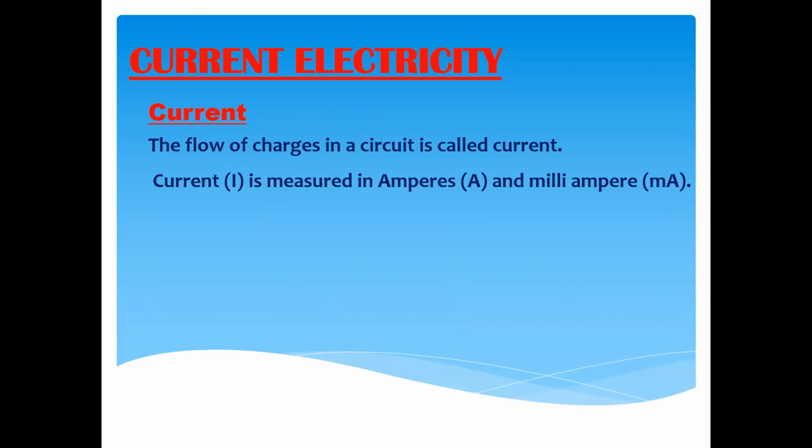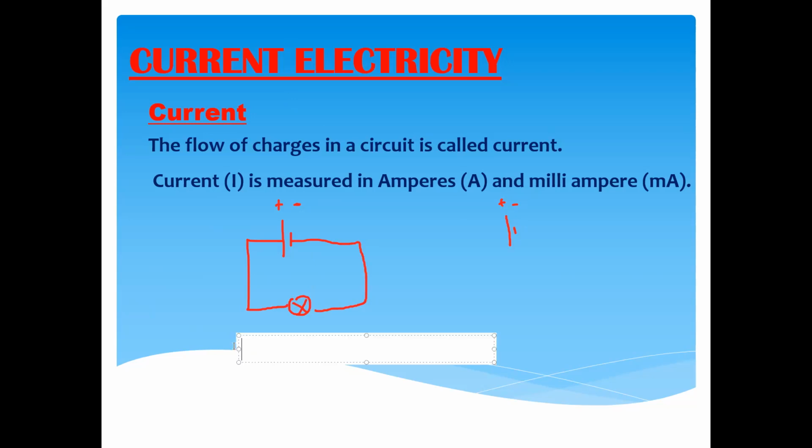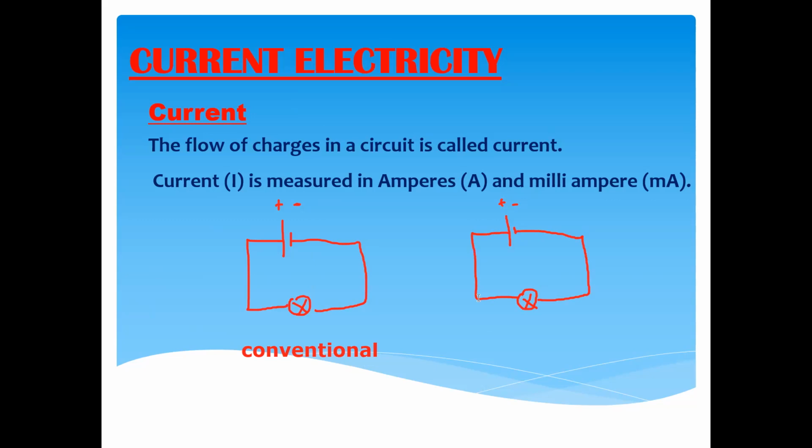Then there are two ways we represent the current. One is called a conventional current. For example, if you have a battery, the big line of a battery represents the positive terminal, and the small line represents the negative terminal. So there are two ways which we can represent the flow. One is known as the conventional current. Another one is known as the electron flow.